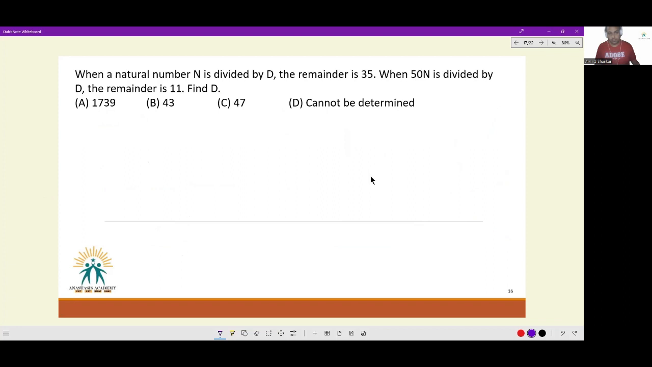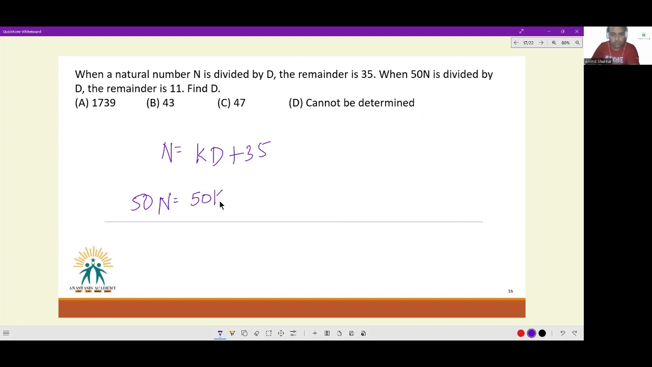Okay, next. When a natural number n is divided by d, the remainder is 35. When 50n is divided by d, the remainder is 11. Find d. Okay, let's see. N is equal to some multiple of d plus 35. Now, if I multiply n with 50, I should also be multiplying the RHS with 50.